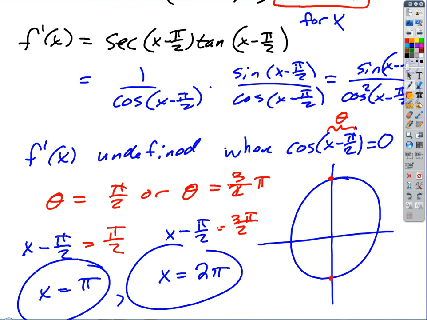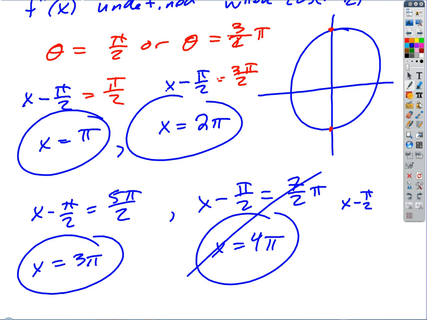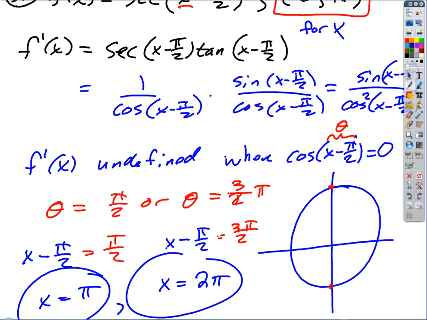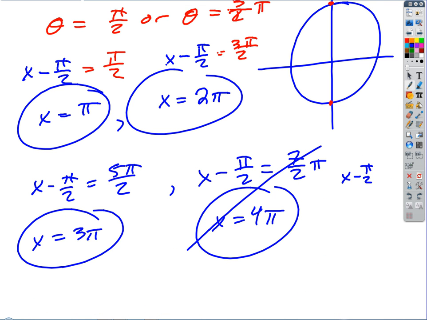Just because my domain of x doesn't include negative pi halves doesn't mean that the angle that cosine is seeing, that we called theta, couldn't be negative pi halves, right? Okay, and it turns out, I'm assuming people probably just worked ahead a step and said, oh, it's not going to work, which it doesn't.